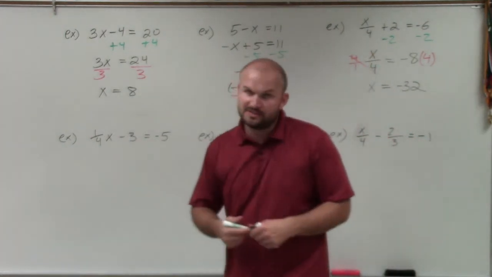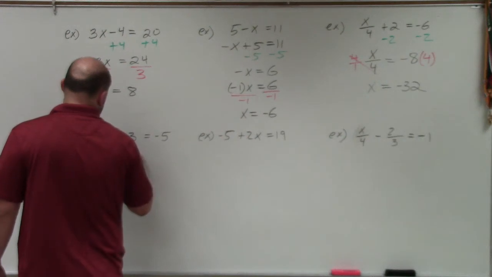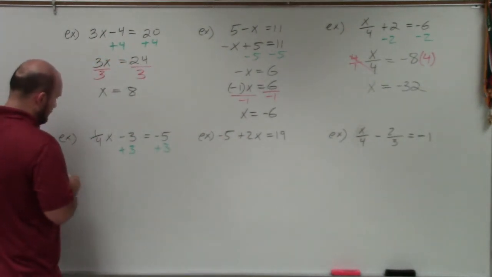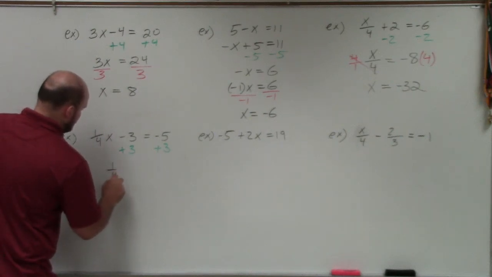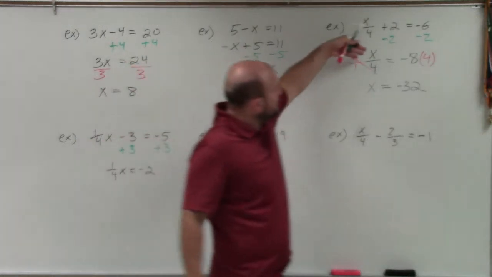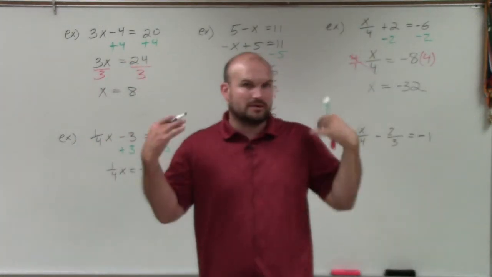It's being subtracted by 3, so I undo subtraction by adding a 3 to both sides using the properties of equality. Therefore, now I'm left with 1/4 x equals negative 2. Now, over here, you can see that my variable is being divided by 4. And it was kind of basic, right?